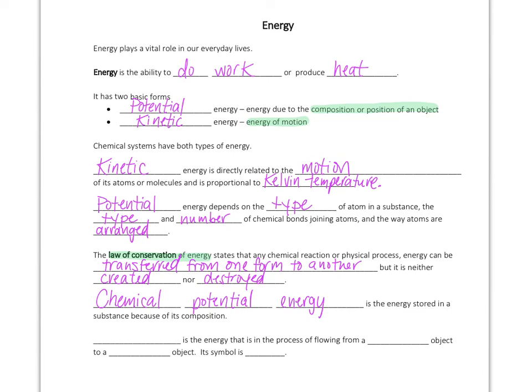Okay. Our focus for Unit 3 is going to be on heat. Heat is energy that's in the process of flowing from a warmer object to a colder object. And the symbol for heat is a lowercase letter q. We're going to look at heat in a few different ways, both qualitatively and quantitatively, over the next couple of classes.